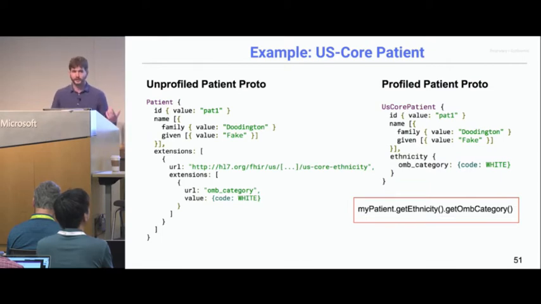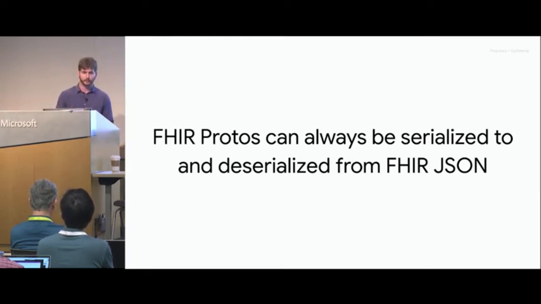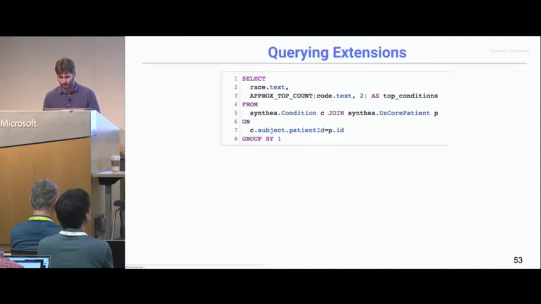And now you also get all these same benefits we've been talking about all along, patient.getEthnicity, get OMB category, et cetera, et cetera. And once again, I want to be clear on this point that you can take these profiled protos and serialize and deserialize back and forth between FHIR JSON, and it's going to unpack all of these back into extensions and give you totally valid FHIR JSON at all points.